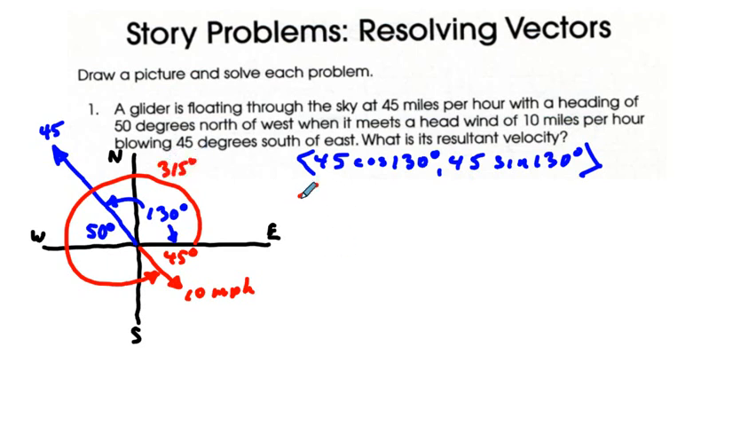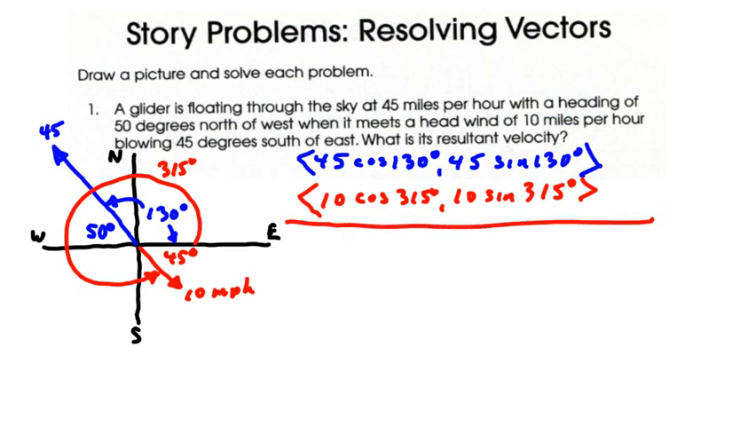So I'm going to just right underneath here put 10 cosine 315 degrees, and then comma 10 sine 315 degrees. That's the beauty of using standard position angles, because you're going to get it exactly right. So now we can just go to our calculator.